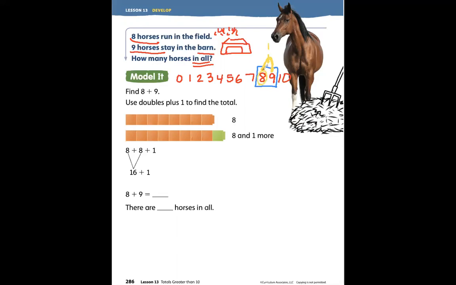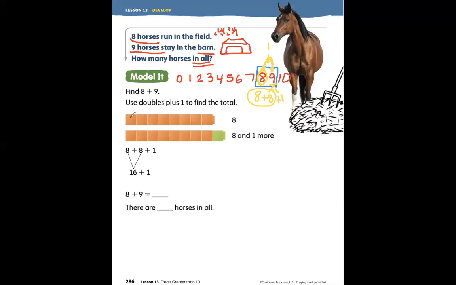So when we have neighbor numbers, I can do 8 plus 1 because there's one jump. I can do 8 plus 8. And then one more, okay?